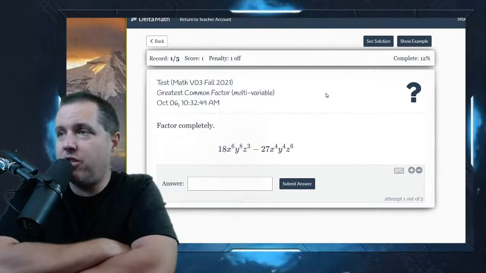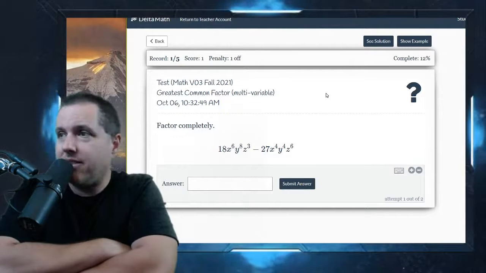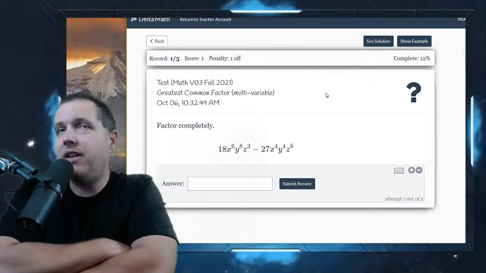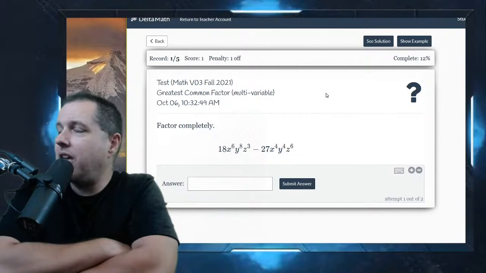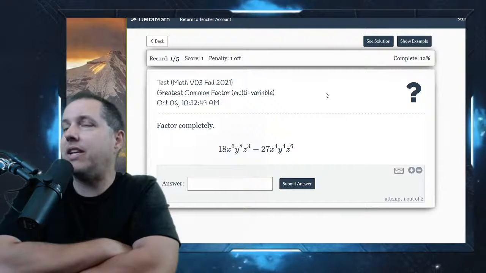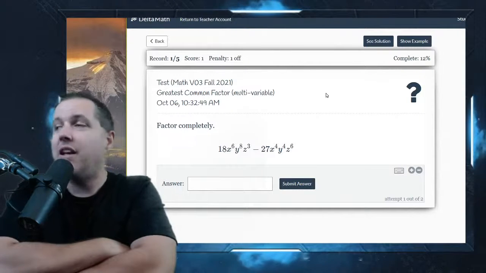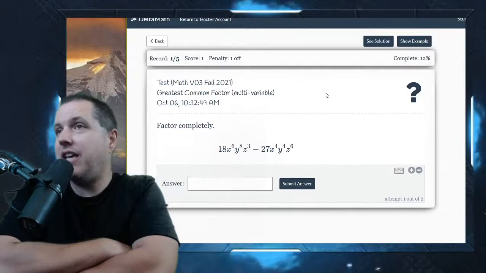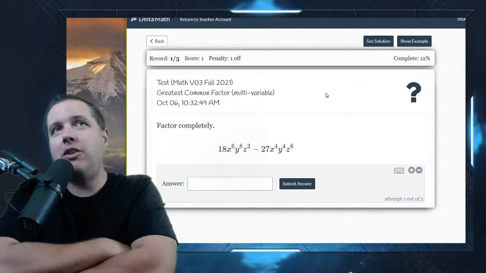Look at the coefficients first. Then look at the x's. Then look at the y's. Then look at the z's. So break it up into 4 steps rather than getting overwhelmed with the whole thing at once. I definitely see students who look at a problem like this and it just scares them and then they can't do anything. So break it down into little pieces.